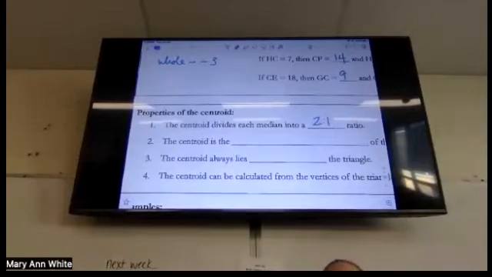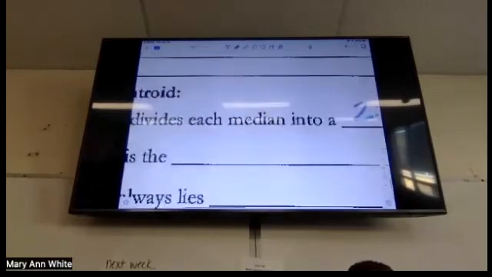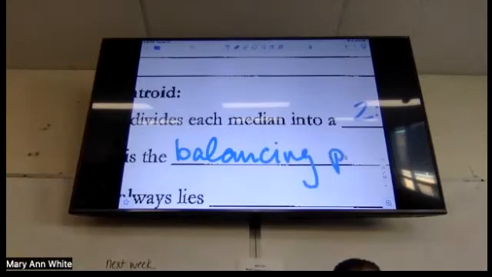A couple other things, properties of my centroid. I just told you that the centroid divides the median into a 2-to-1 ratio. So we kind of talked about that. The other thing that's most interesting about this, and this is why we talk about it, is the centroid is what we call the balancing point of the triangle.